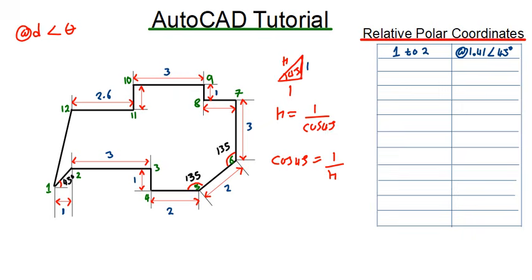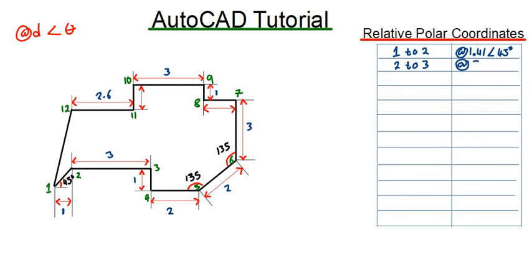So we move to the next line, which is 2 to 3. From 2 to 3, the distance that we have is 3. That one is quite straightforward. The distance is 3, and the angle is 0. I'm counting from the positive x-axis.